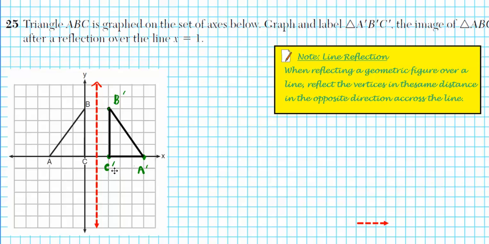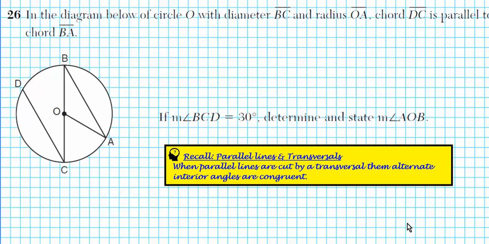Now, one thing you want to keep in mind is do not forget to label the vertices of your triangle accordingly. If it's not properly labeled, you could lose points. So just make sure that you sketch the image under the reflection along, let's even write the equation of the line, x equals 1, and then label your image correctly. All right, let's take a look at question 26.